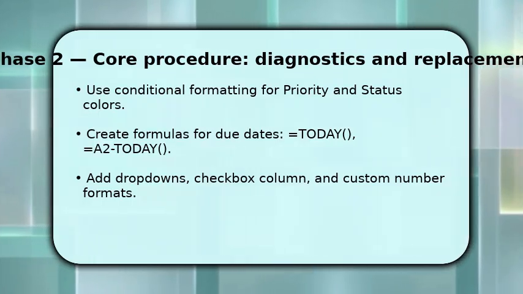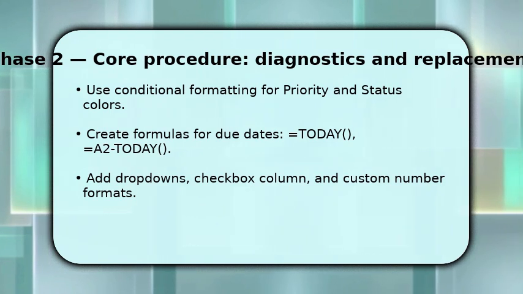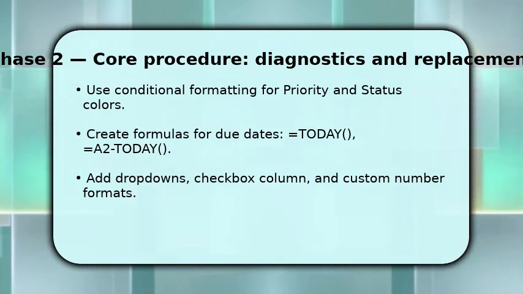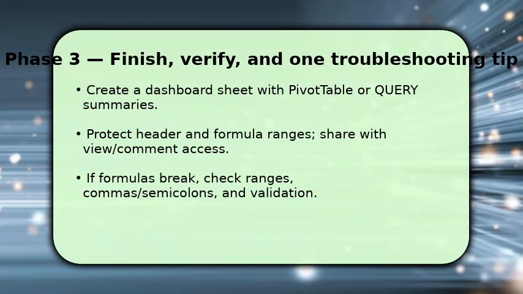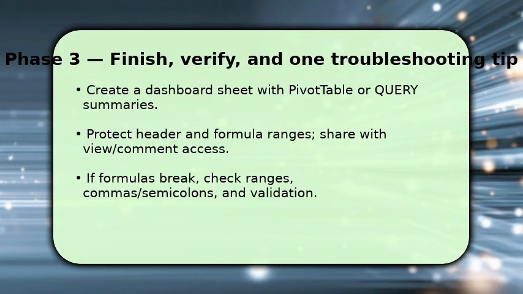These middle steps reduce manual updates and let you scan the sheet efficiently. Finish by building a dashboard sheet that summarizes tasks using a pivot table or a query formula, so you can view priorities and overdue counts at a glance.